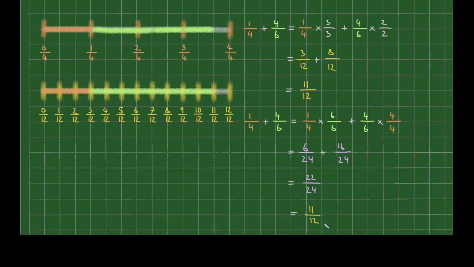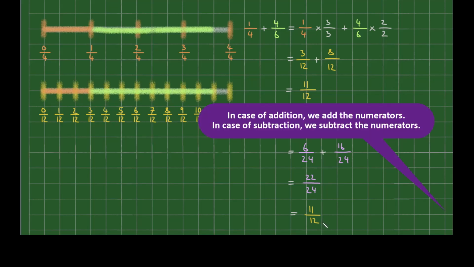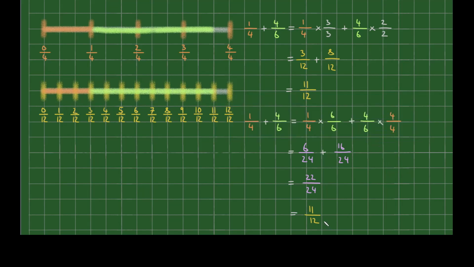Everything checks out. In summary, when it comes to addition and subtraction of fractions, we add the numerators only, but we can only do that if the denominator is the same.